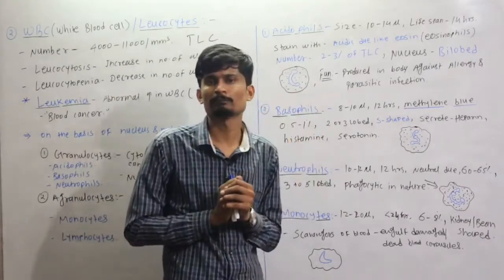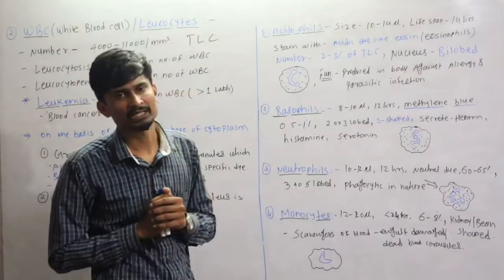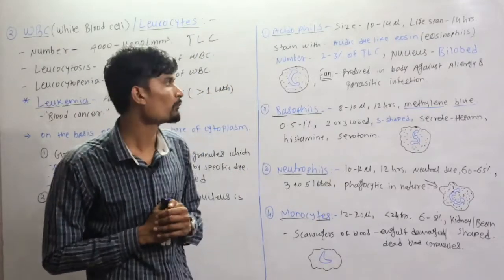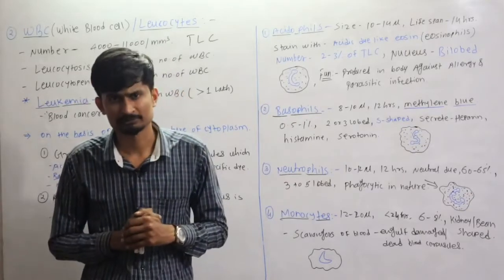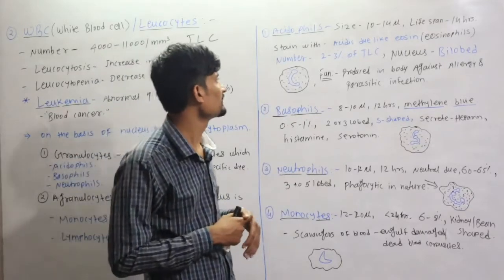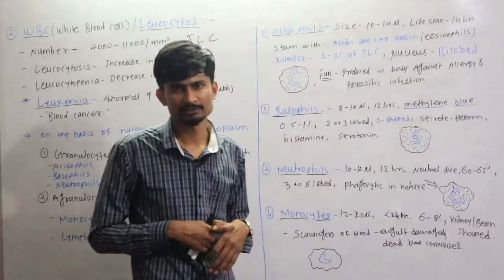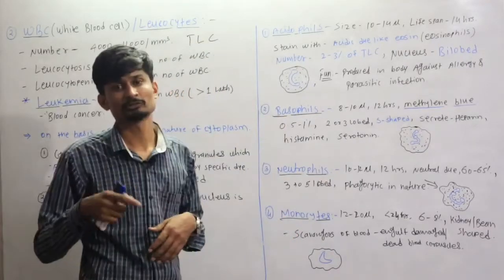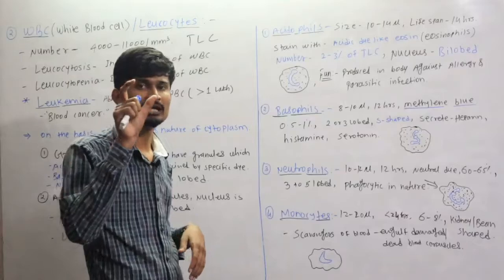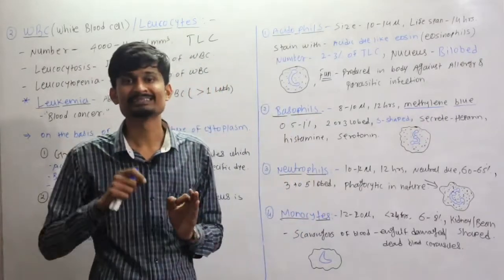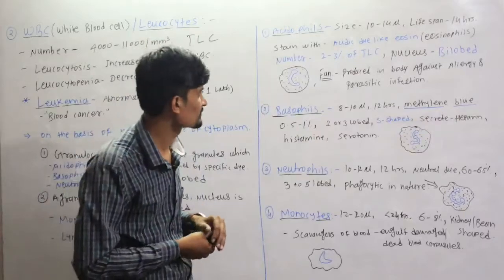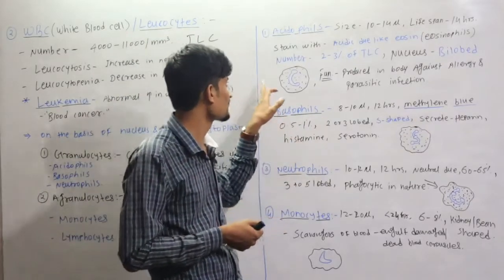Now what is the function of this acidophil? This acidophil is produced in the body against allergy and parasitic infection. Okay? So when there is an allergy or parasitic infection in our body, the number of acidophils will increase, and that condition is called eosinophilia, that is increase in number of eosinophils. So students, that is the acidophils.